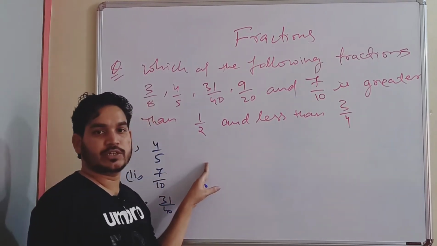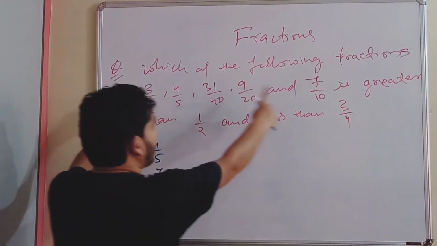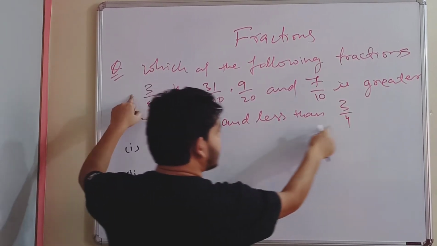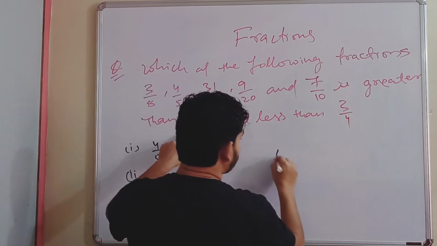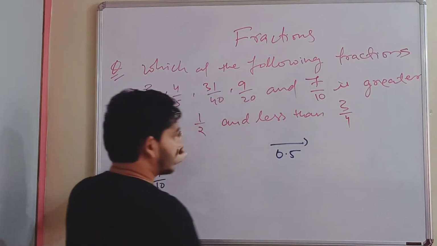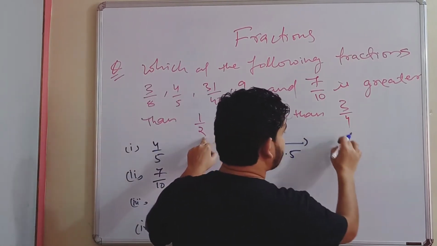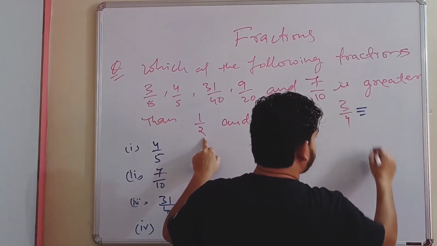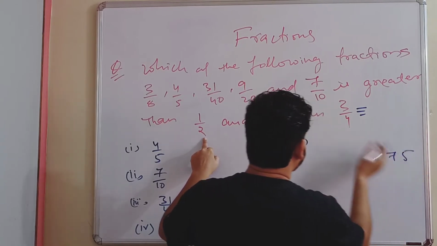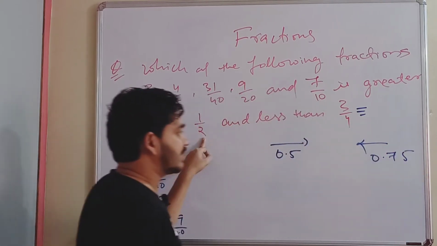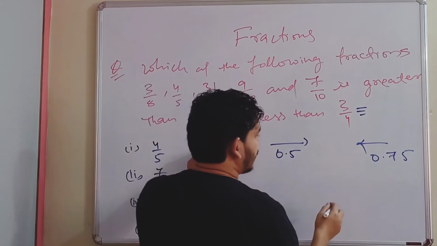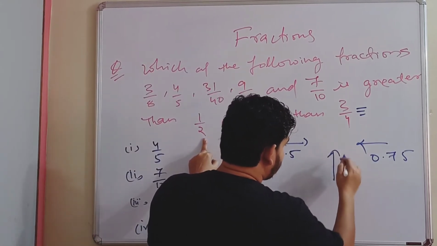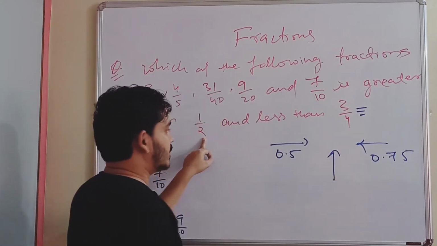Here we have another question based on fraction. Let's see. Which of the following fractions among these is greater than 1 by 2 and less than 3 by 4? Greater than 1 by 2 means what? 0.5. The number has to be greater than 0.5 and less than 3 by 4. If you convert this into decimal, you will get 0.75. That is, it has to be less than 0.75. So indirectly that number has to lie in between these two numbers.